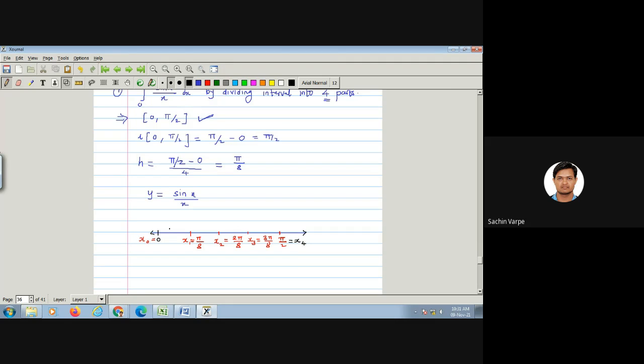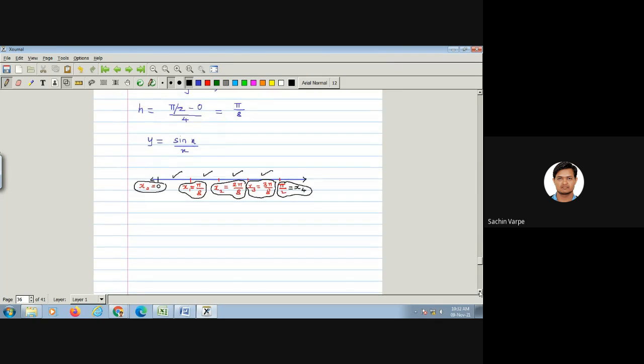I have divided the 0 to pi by 2 interval into 4 equal parts, 1, 2, 3 and 4, and these are the corresponding x values. X naught is 0, x1 is pi by 8, x2 is 2 pi by 8, x3 is 3 pi by 8 and x4 is pi by 2, or we can say 4 pi by 8. Alright, so let us find the corresponding y values.